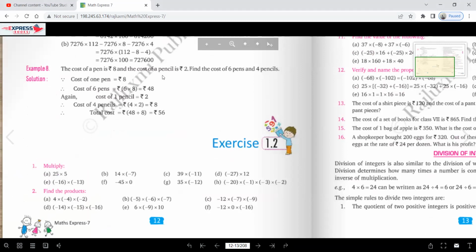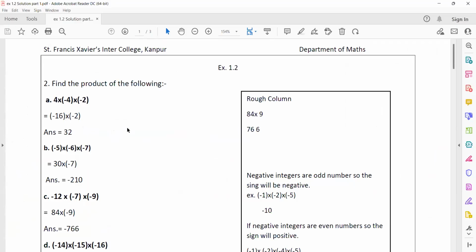So my dear students, I have made a PDF for you all to make things easier. In this exercise, where I have to multiply 4 into minus 4 into minus 2, firstly we multiply 4 into minus 4, and we will get minus 16. Then when we multiply minus 16 into minus 2, you will get plus 32, because the reason is very simple: minus minus is plus. So I hope you get the point.